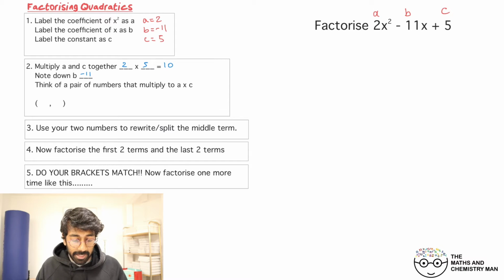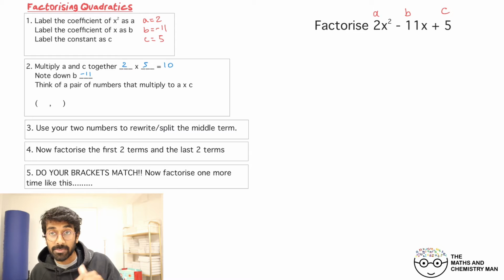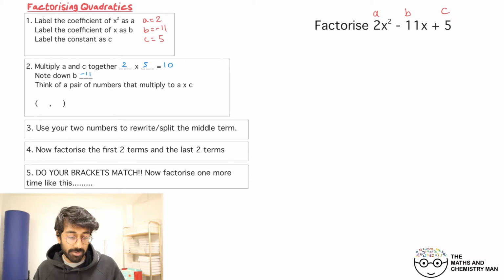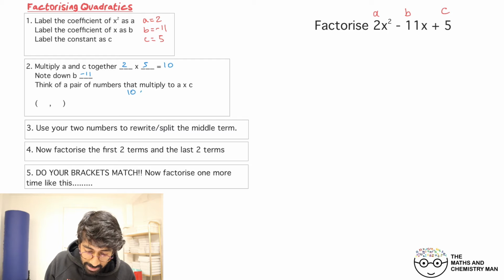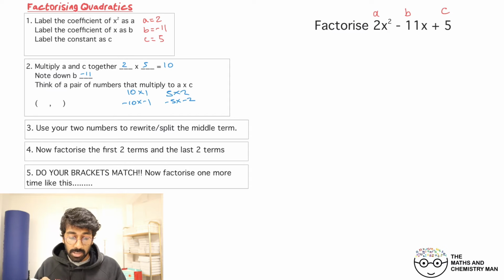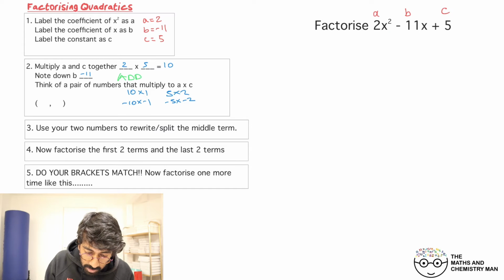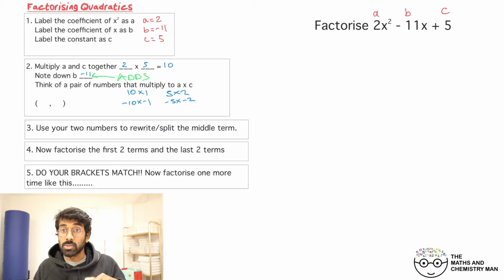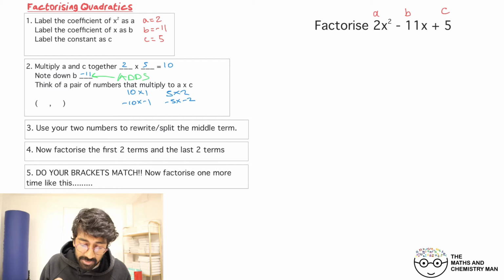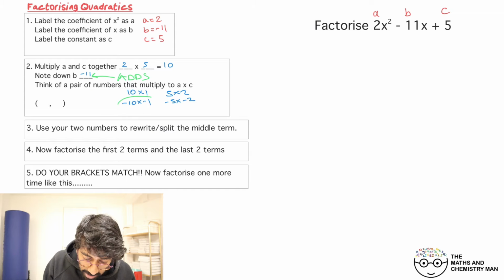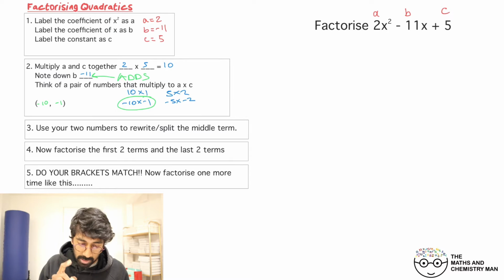The next thing we need to do is think of pairs of numbers that multiply to make a times c, which was 10. I'm thinking 10 times 1, minus 10 times minus 1, 5 times 2, and minus 5 times minus 2. So that's our combinations. But which one do we choose? We've got to choose the one that adds to give us whatever b was, which is minus 11 in this question. If we add them, that's going to be this one over here, so minus 10 and minus 1. That's the one that we're picking. Get rid of the other ones, we don't need those.